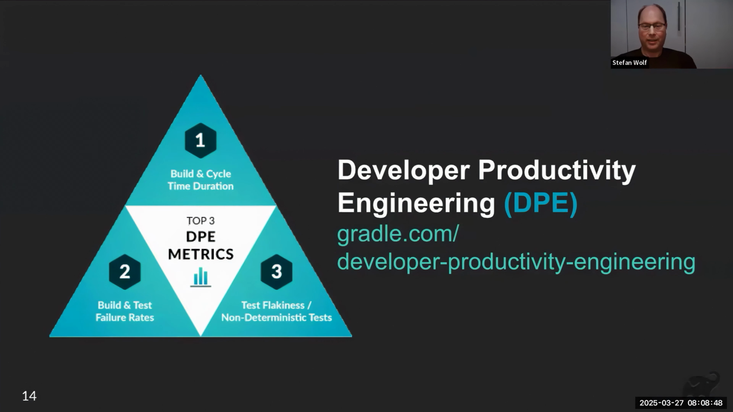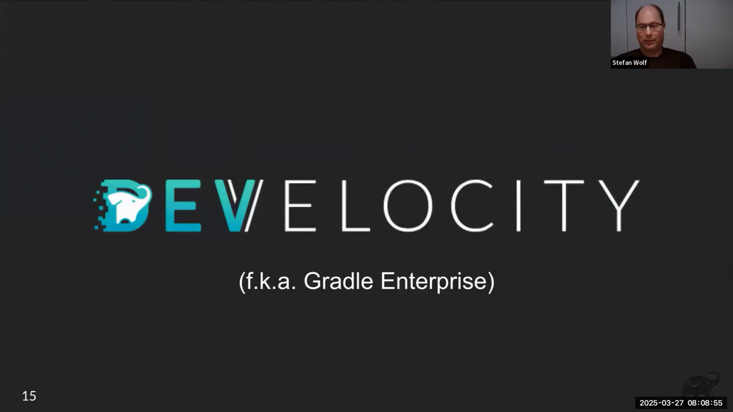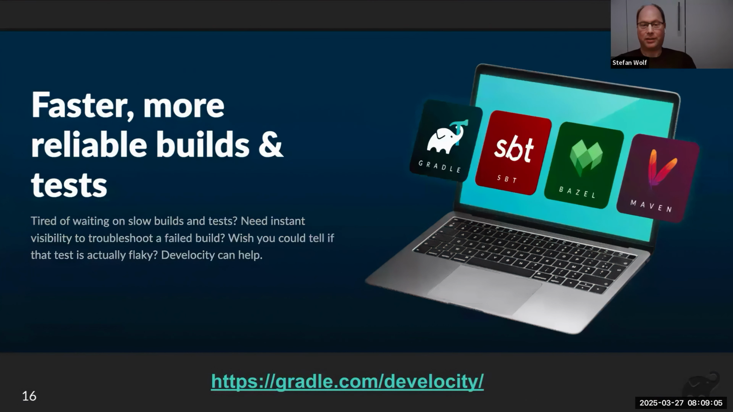So it's not only a qualitative kind of practice, it's actually an engineering practice, right? And finally, we have Develocity, the developer productivity platform that was formerly known as Gradle Enterprise. That allows you to have faster and more reliable builds and tests, right? 4 different build tools, right? We have Gradle, sbt, Bazel, and Maven. And recently we added better support for NPM and Python builds.